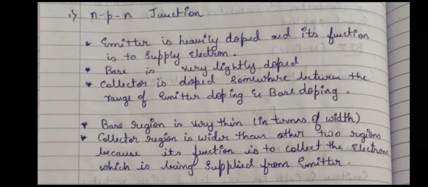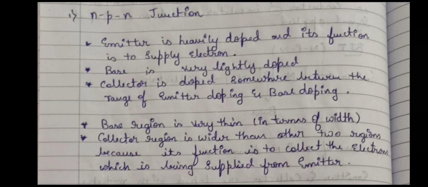And speaking about the size and length, base region is very thin. This is because the free electrons should move from base region to the collector region, where the electrons will be collected, and after the electrons are being collected, they will flow through the circuit. So that's how the BJT transistor works. We'll look into it later.